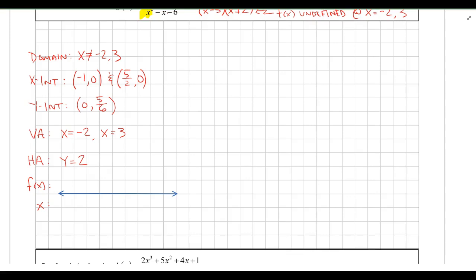That's my domain restrictions of -2 and +3. Remember, for those domain restrictions, we mark them with a unique symbol, not a 0, because the function does not equal 0 at those values. The function is undefined. And then I do have 2 zeros for the function. That's when my numerator equals 0. That occurs at -1, and then again at 5/2.